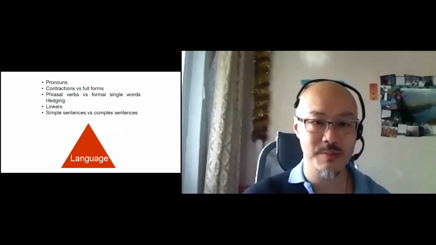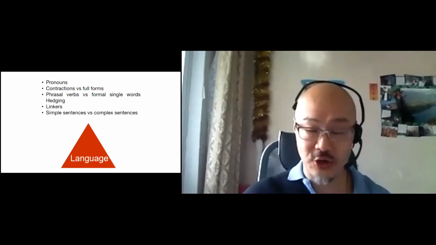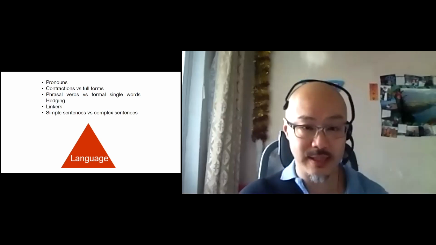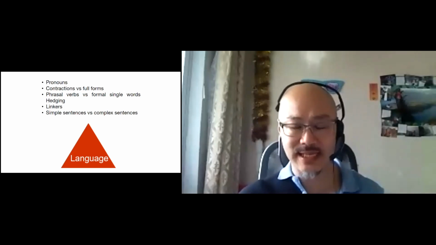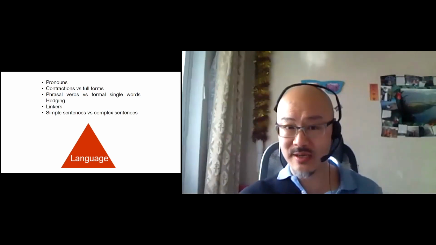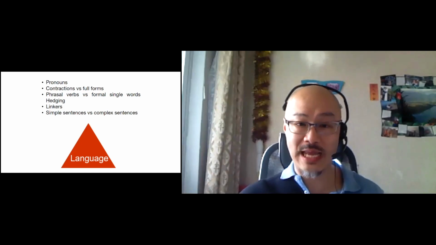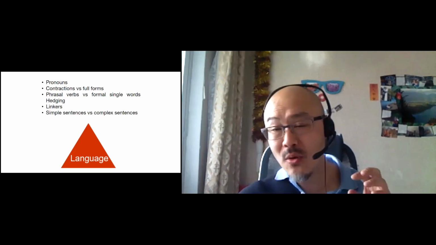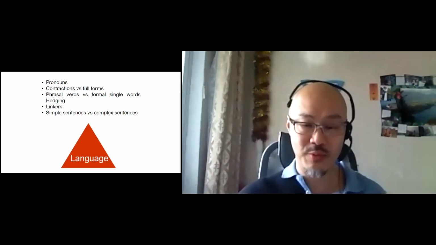Hedging, I forgot to put a bullet point there. It's important to hedge. Also, contractions versus full forms, as most of you probably know, register is really important. Even when we're writing essays, academic writing, it's important to understand the register. And with emails and messages, pronouns, more focused on subject pronouns, are very important.